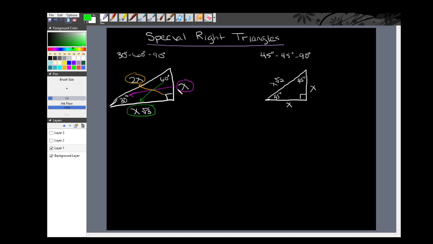So if I know the length of my short leg, I can multiply it by the square root of 3, and that would get me the length of the long leg. And if I know the length of the short side, I can multiply it times 2, and I would get the hypotenuse.